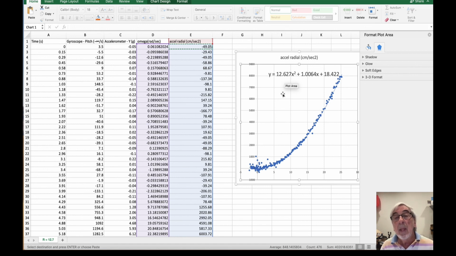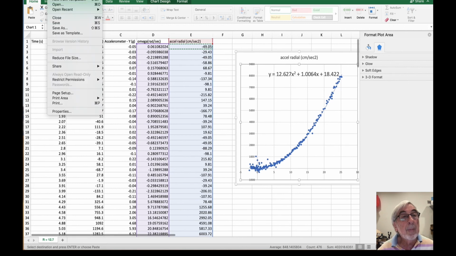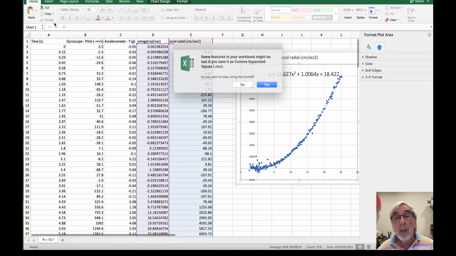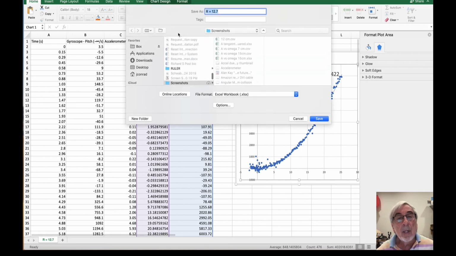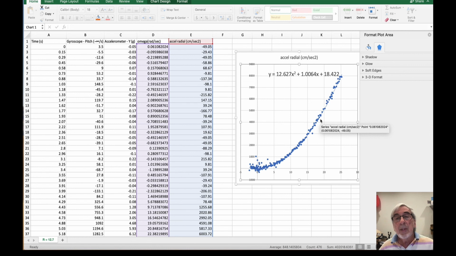Okay. Now, what you could do here. Let's save this file. Save this as 12.7. Honestly, ladies and gentlemen, I didn't cheat. I measured 12.7, and it says that this is 12.62. That's better than me. Do I want to save it? No, I want to save it as an Excel file. So I'm going to save this as that kind of file there. Now, I'm going to save it with that same r equals 12.7 value.